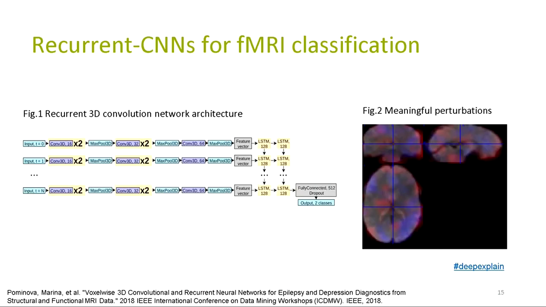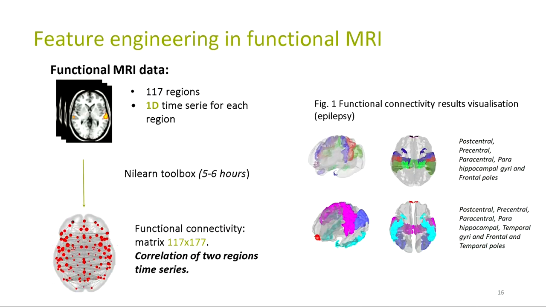Take, again, a 3D neural network, convolve them, and then the recurrent part. It was mentioned that this CNN then RNN is a really powerful thing, and it works in our case as well for schizophrenia classification, and it also could be interpreted. So here you can see the meaningful perturbation, or just Google Deep Explain, and even such tricky and heavy networks could also be interpreted.